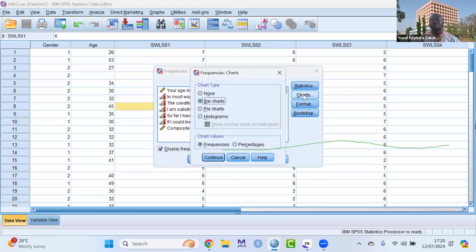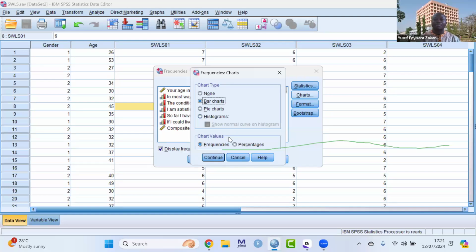Then we come to charts. Maybe we can get something here because we're talking about gender, male and female. So we can choose a component bar chart or simple bar chart or even a pie chart. Anyone is fine for you. You can choose bar chart, you can choose pie chart. Histogram may not make much sense because this is categorical. All right. The histogram will still be the same as your bar chart.